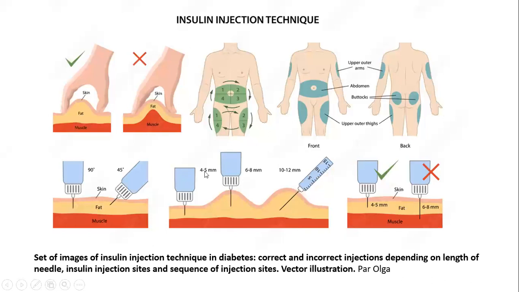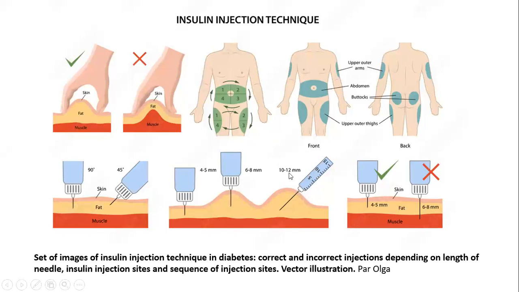So if you're using the small, short needles, 4 to 5 millimeters, the best would be to go 90 degrees. And for the older ones, you may not even need to pinch the skin. It will just go under the skin. If you're using the longer one, 6 to 8 millimeters, then you must pinch the skin, and you can still do 90 degrees.